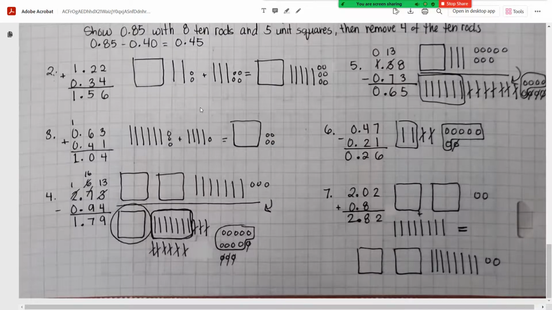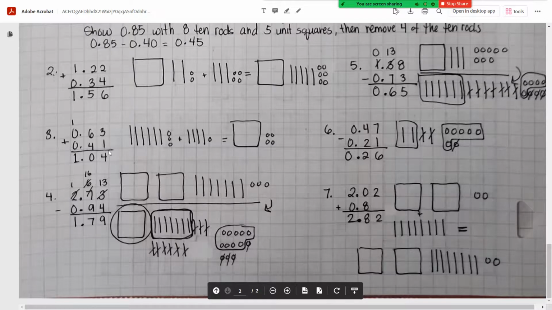For numbers 2 through 7, we're just doing our work and showing using place value blocks. 1 and 22 hundredths plus 34 hundredths. So here's my 1 and 22 hundredths plus my 34 hundredths. Together they made 1 and 56 hundredths.